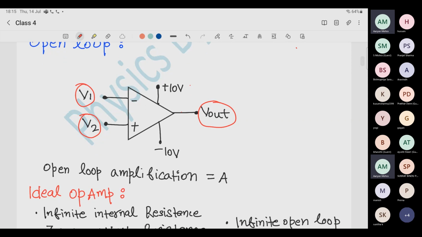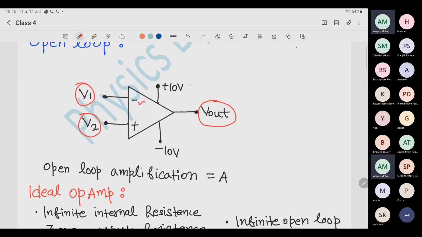The two important things to see here are this negative and positive side. This negative side is called inverting terminal. So please note it down, inverting terminal, and this positive side is called non-inverting terminal.